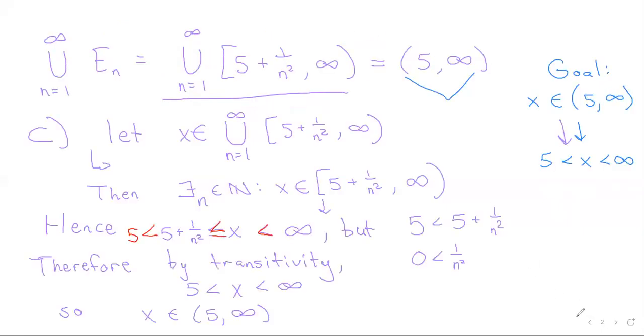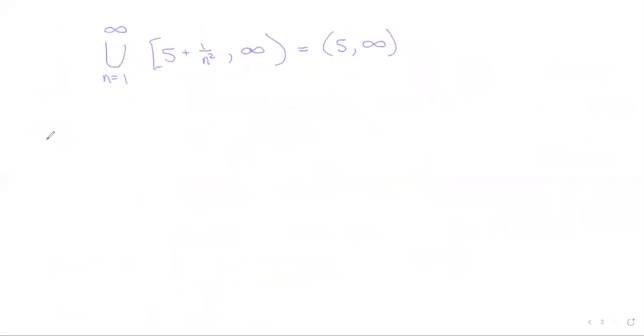Our union, n equals 1 to infinity, of the intervals 5 plus 1 over n squared to infinity, is equal to the interval 5 to infinity. This side we let you see. So now we're going to do it in that direction. We'll be starting on that side, and we want to get to this side.